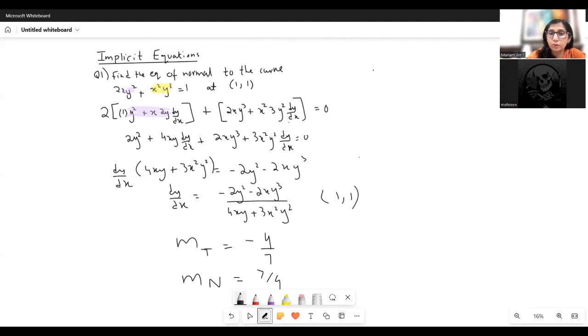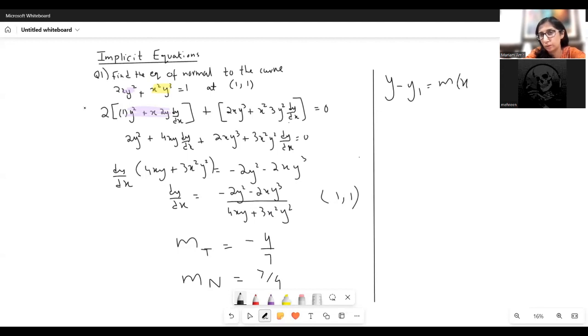Now we're going to use 1, 1 and 7 upon 4 to find the equation of the normal. I'm going to use this format, y minus y1 equals m times x minus x1, so that I don't waste time finding c. So point is 1, 1, slope is 7 over 4. So y minus 1 equals 7 by 4 times x minus 1.